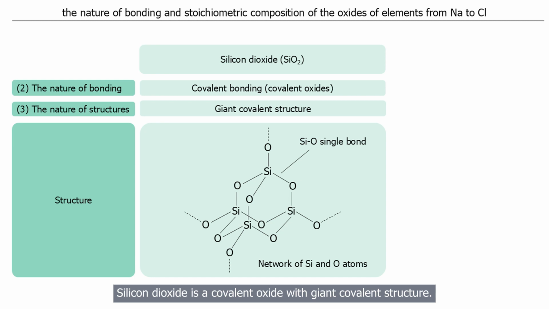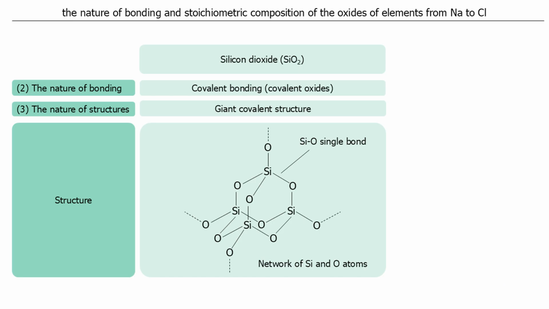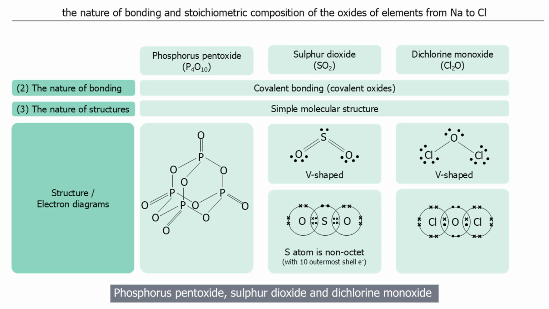Silicon dioxide is a covalent oxide with giant covalent structure. The structure of silicon dioxide is shown here. Silicon dioxide has a network of silicon and oxygen atoms held by strong silicon-oxygen single bonds. Phosphorus pentoxide, sulfur dioxide, and dichlorine monoxide are covalent oxides with simple molecular structures. Their structures and electron diagrams are shown here.